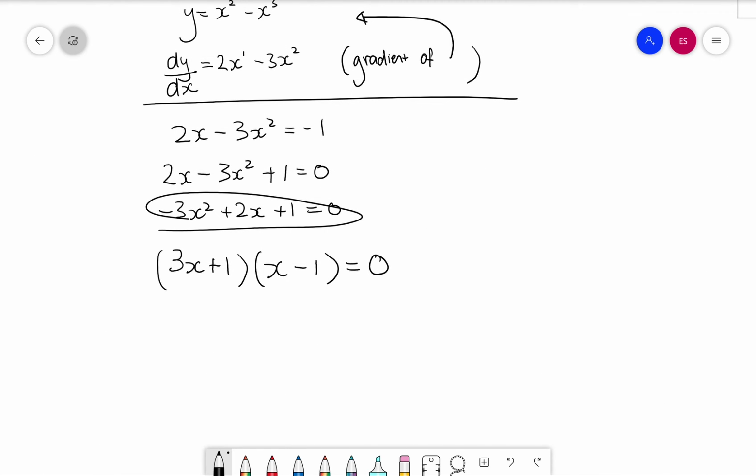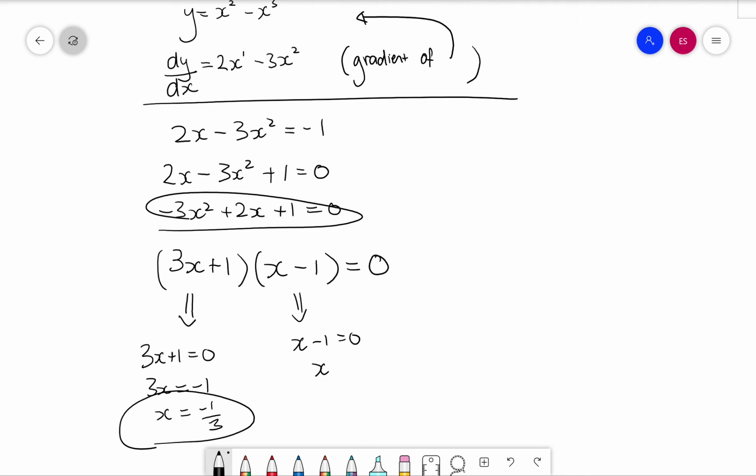Alright, then solve this, so you'll get 3x plus 1 is equal to 0, which will give you 3x is equal to -1, so x is equal to -1/3. And then here, x minus 1 is equal to 0, so x is equal to 1. And that's kind of what we saw on the graph before.